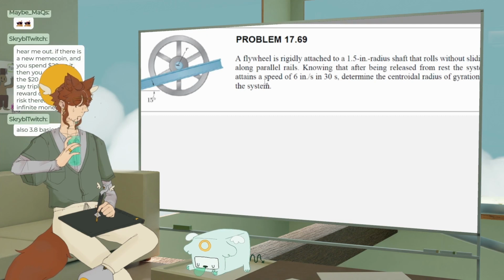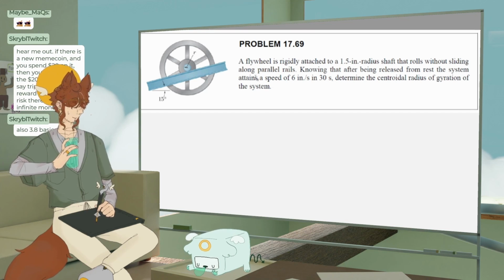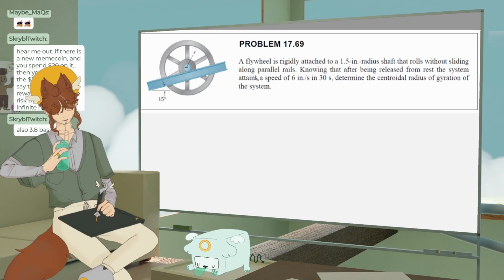Hear me out. There's a new meme coin, and you spend $20 on it, then you either lose 20 or gain 20, then the reward outweighs the risk, therefore I infinitely earn money. Also 3.8 basically pi. Okay, before you say 3.8 basically pi, let me tell you this.